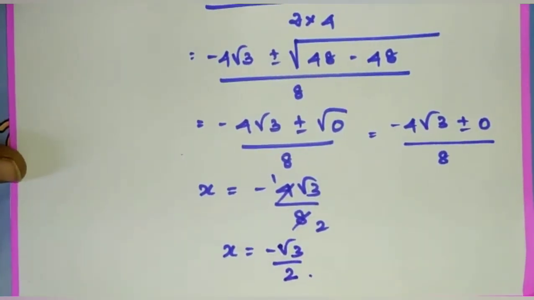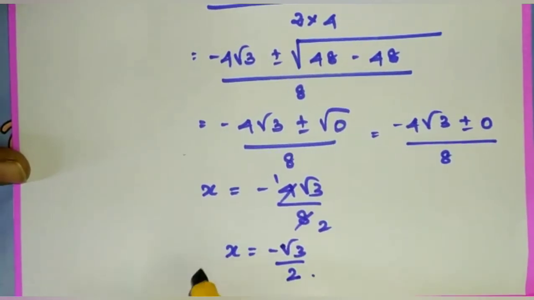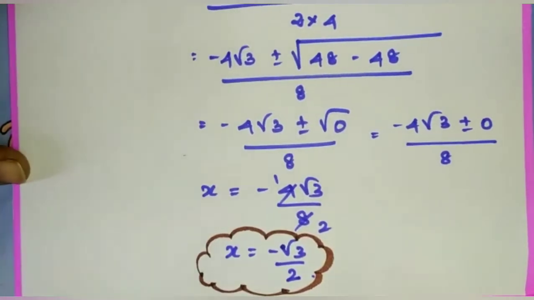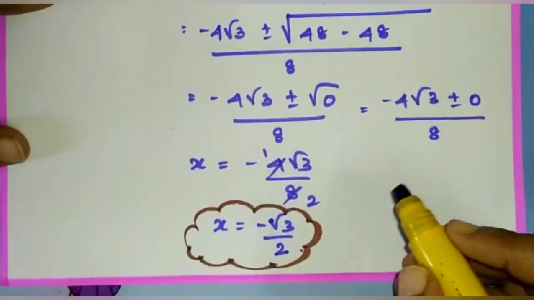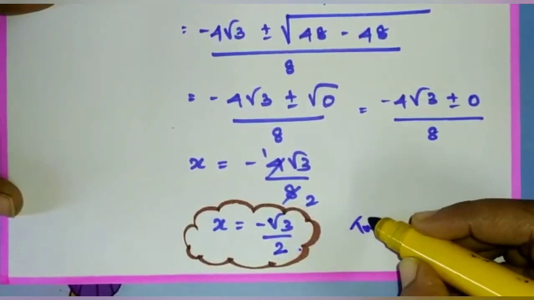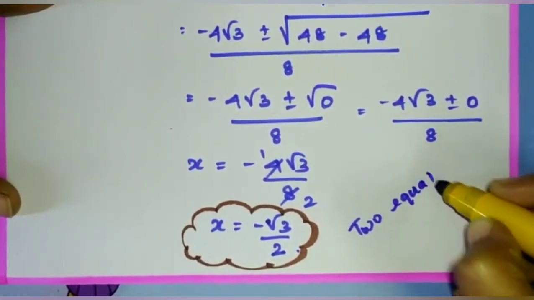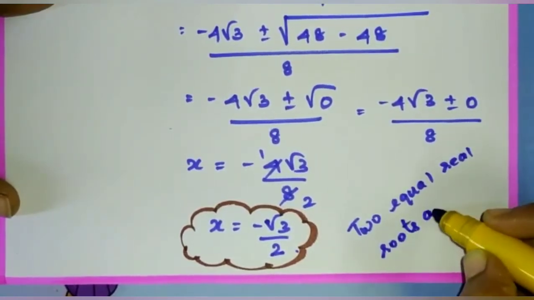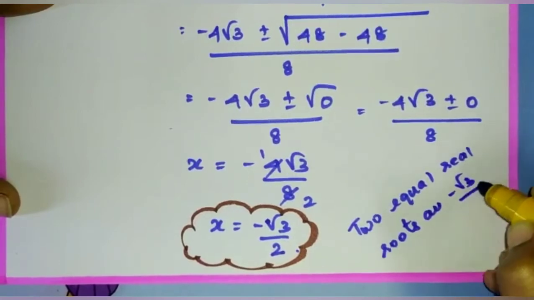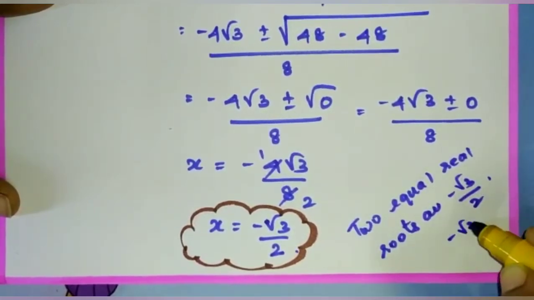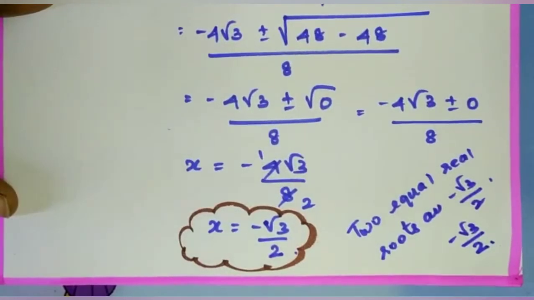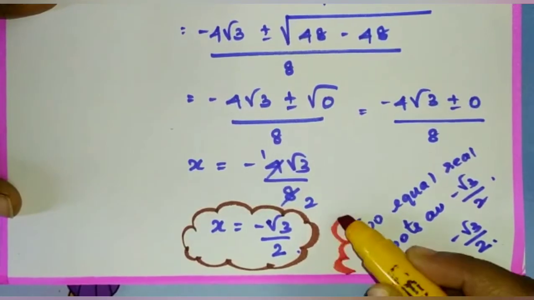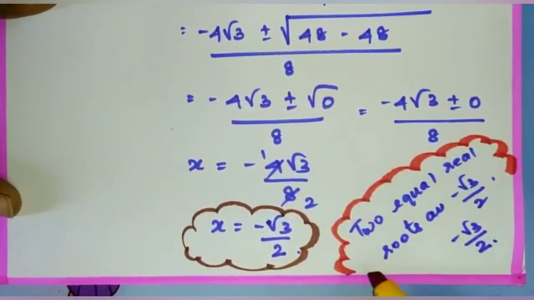These are the two roots. One is minus root 3 by 2. Another one is also minus root 3 by 2. So 2 equal real roots. Clear all of you? You have any doubt in this? This is very, very important. 3 mark.